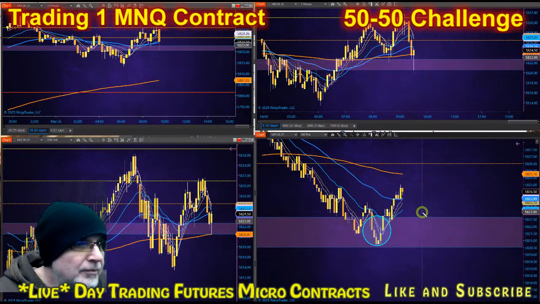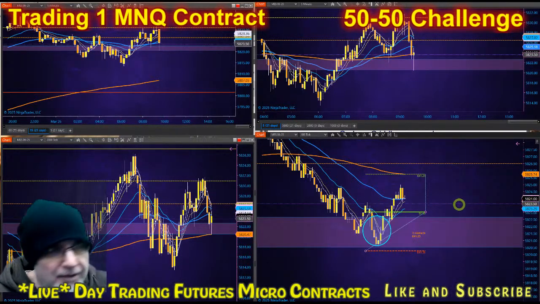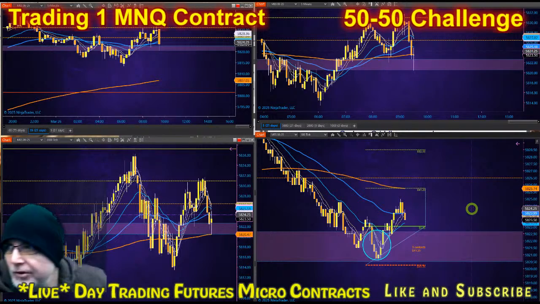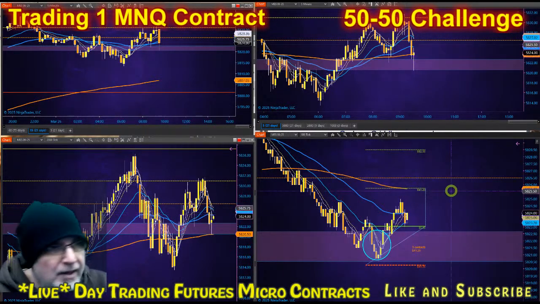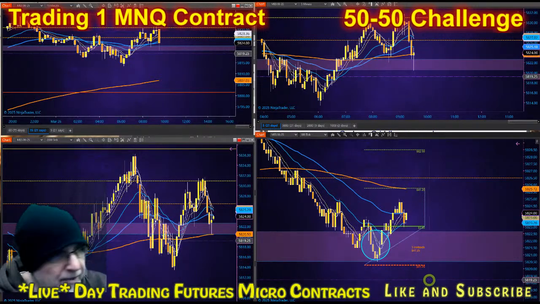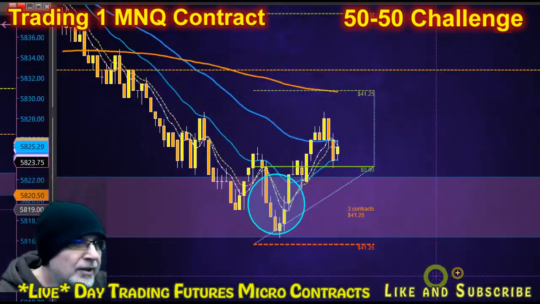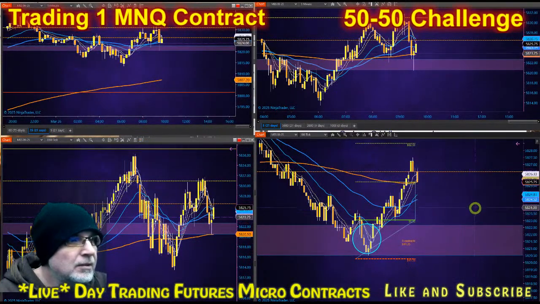Trade goes in after the consolidation even. This is only an $11 risk. So I have the 50-50 challenge. I can't lose more than $50 in a day before I make $50 in a day. 50-50 challenge. Don't lose 50 before you make 50. So this right here would be a good opportunity to take a trade.